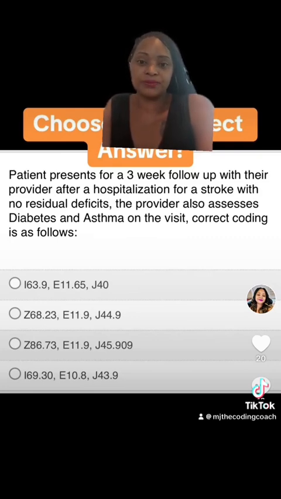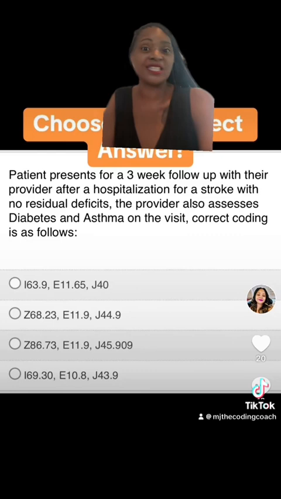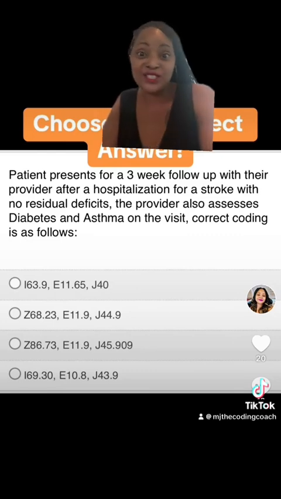Patient presents for a 3-week follow-up with their provider after a hospitalization for a stroke with no residual deficits. The provider also assesses diabetes and asthma on the visit. Correct coding is as follows. Now, which did you choose? Let's see, did you choose the correct answer? Or did you even try?